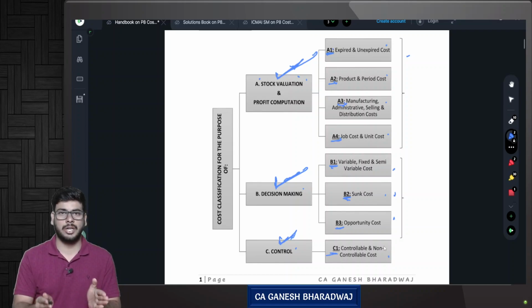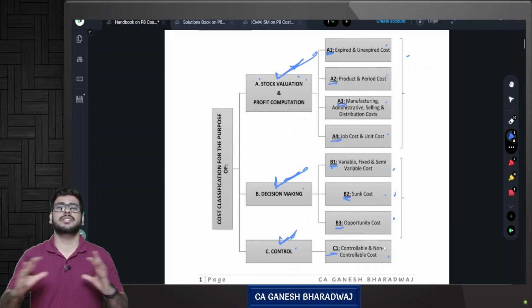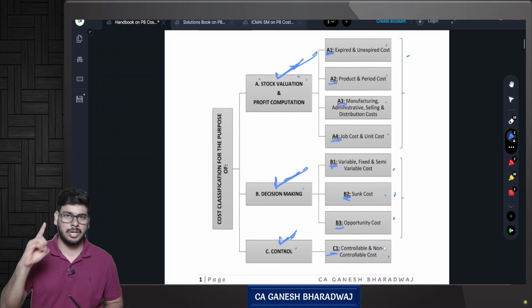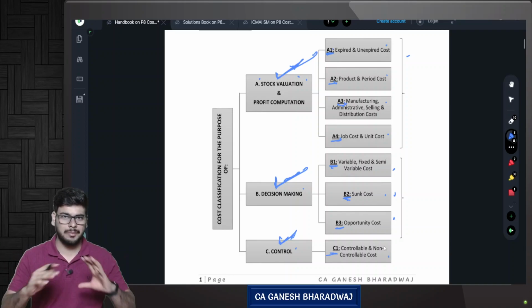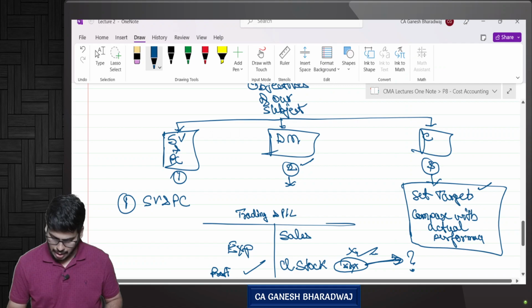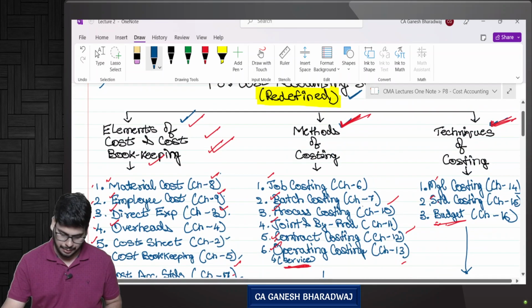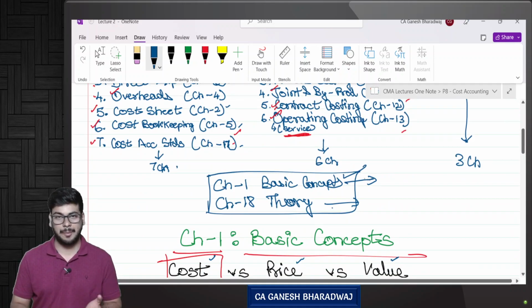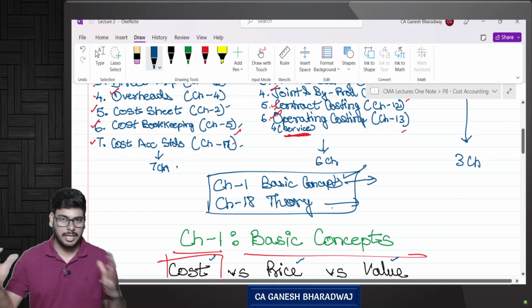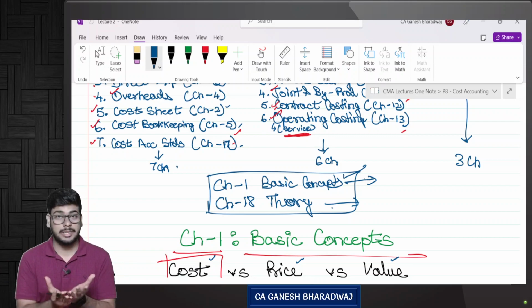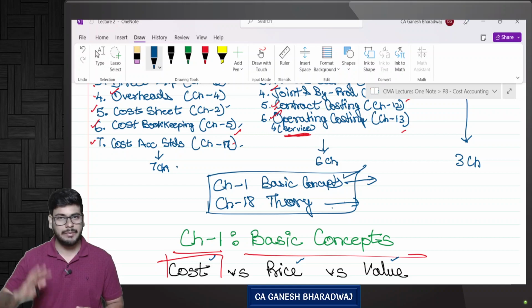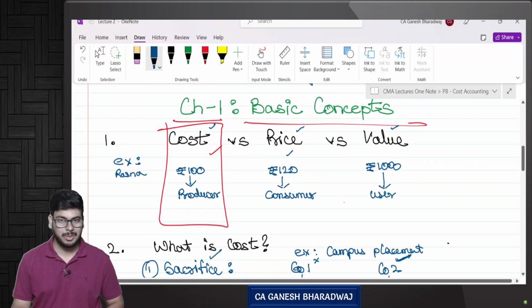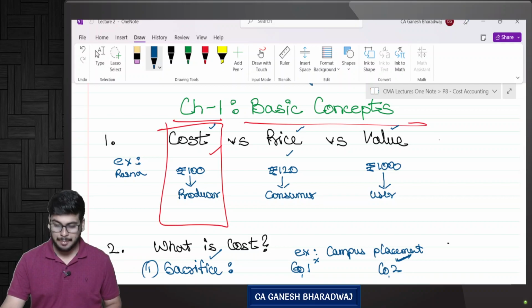So right now we have come to the end of this lecture. To sum up whatever we have done in this particular lecture, number one, I classified our entire syllabus broadly, and I told you that our syllabus can be looked at from different perspectives, and we have classified this as elements of cost and cost bookkeeping, methods of costing, and techniques of costing. I told you apart from that, basic concepts is a chapter that I am keeping in our handbook. This is not there in your study material. However, this is a launching pad for you to learn the subject, and this theory we will be doing towards the end. And in basic concepts, we started off with the concept of cost versus price versus value, wherein I gave a Rasna example to explain everything.